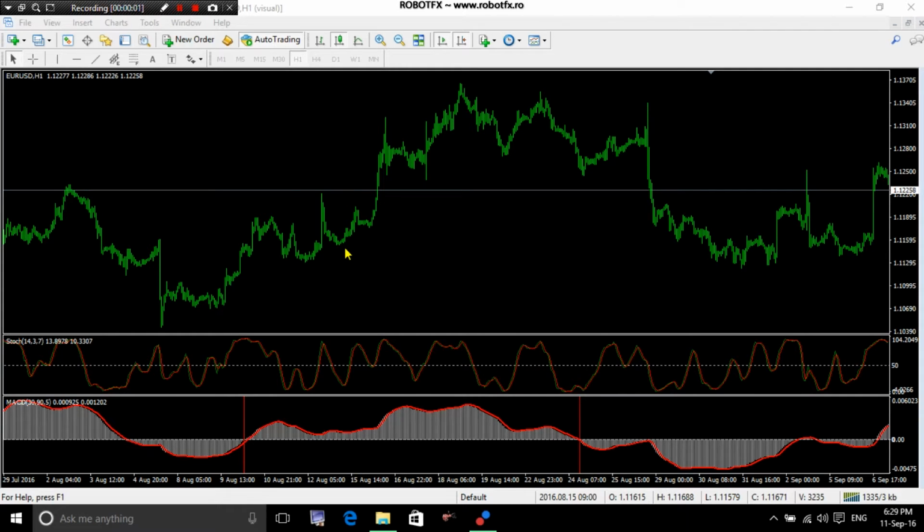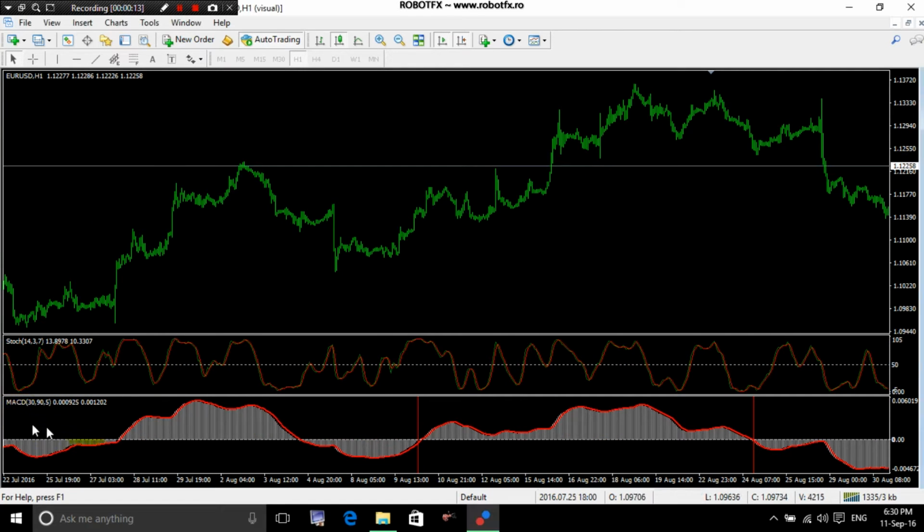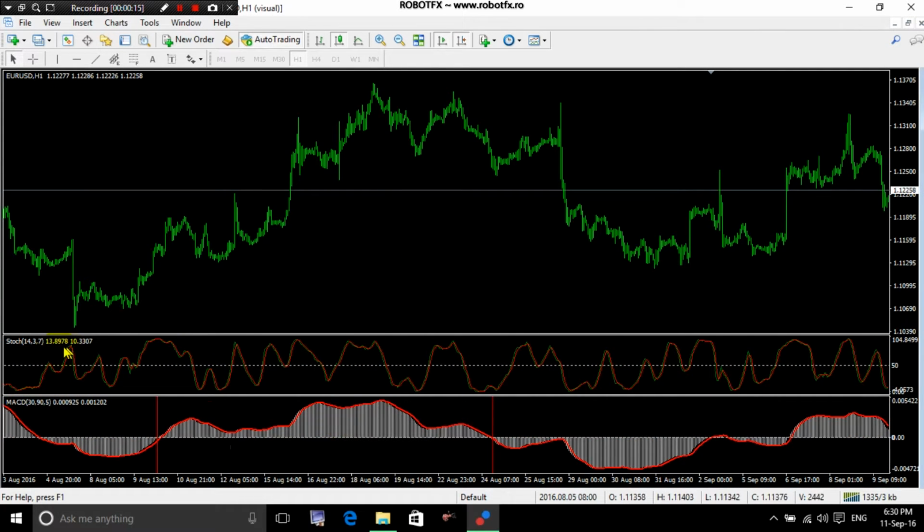The RobotFX MACD Expert Advisor. It's a MetaTrader Expert Advisor that uses the MACD, also known as the Moving Average Convergence Divergence indicator, and also you can use the Stochastic indicator to confirm the MACD trade entries and exits.